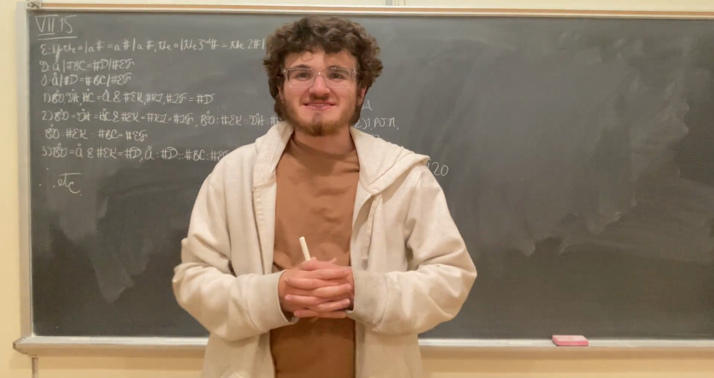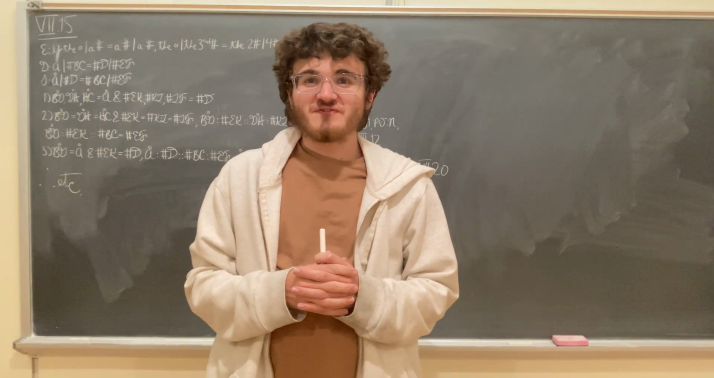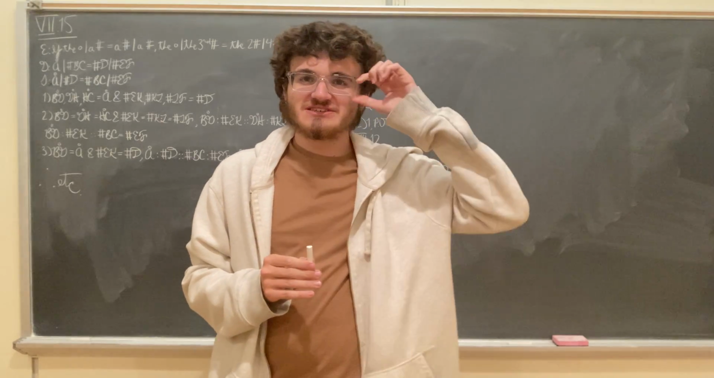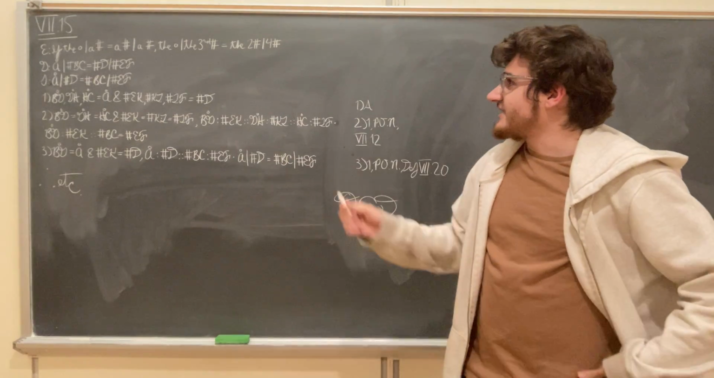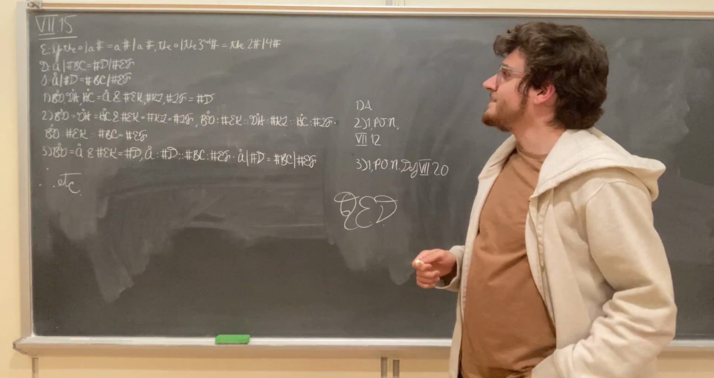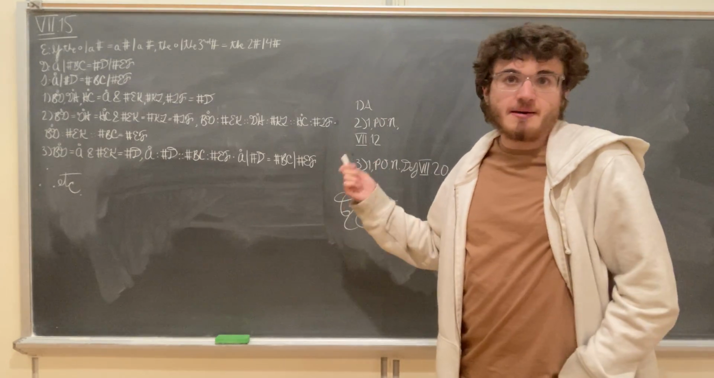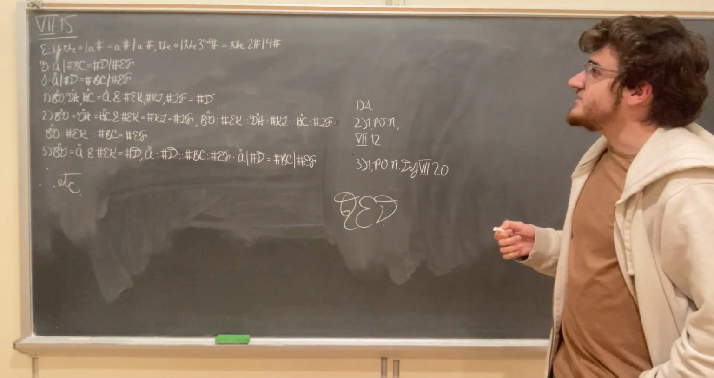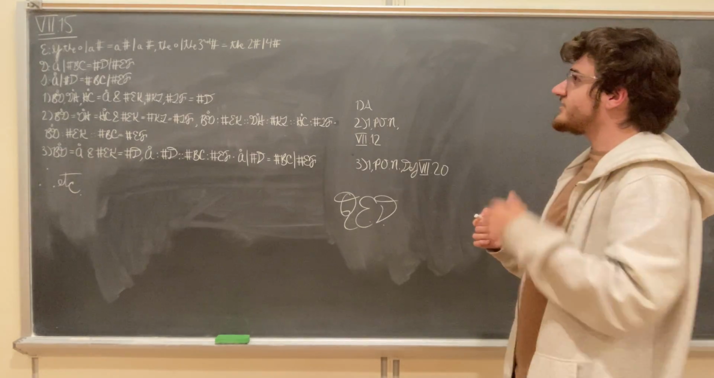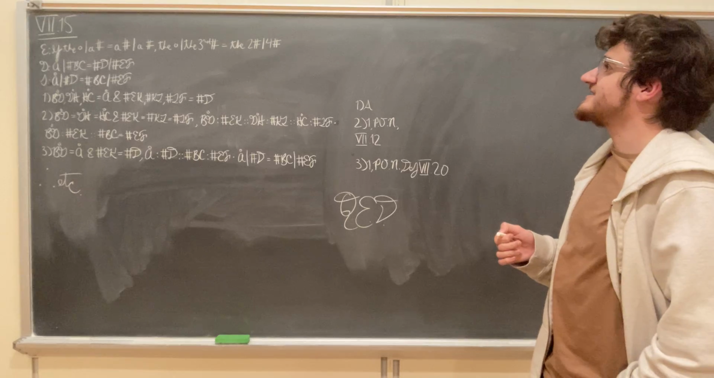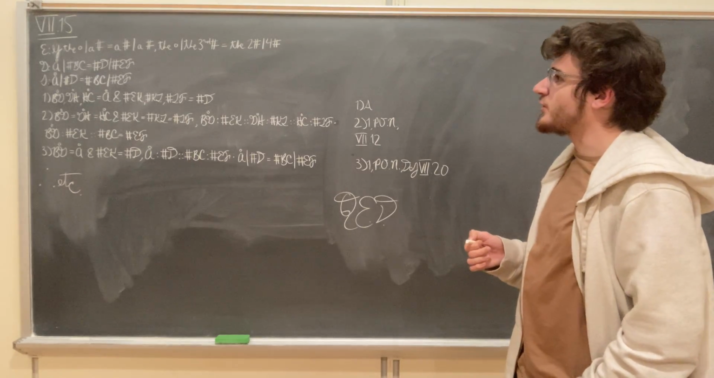Hello. This will be a demonstration of Proposition 15 from Book 7 of Euclid's Elements, which says that if the unit measures a number the same number of times that another number measures another number, then the unit shall measure the third number the same number of times that the second measures the fourth.